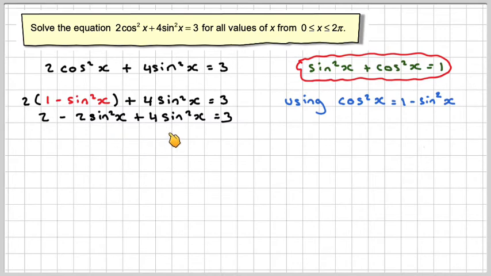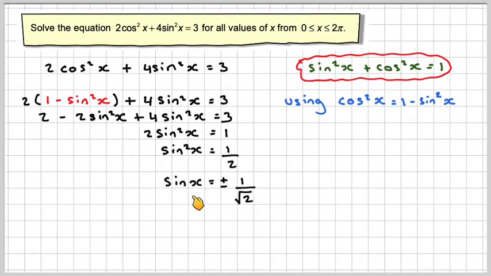Collect these two terms together to get 2 sine squared x. This 2, if we take 2 from both sides, we're going to get 3 take away 2, which is 1. Then divide by 2, we're going to get sine squared x is equal to 1/2. Okay, and then if we take the square root of both sides, we're going to get sine x, and don't forget we have to take plus or minus 1 over root 2.